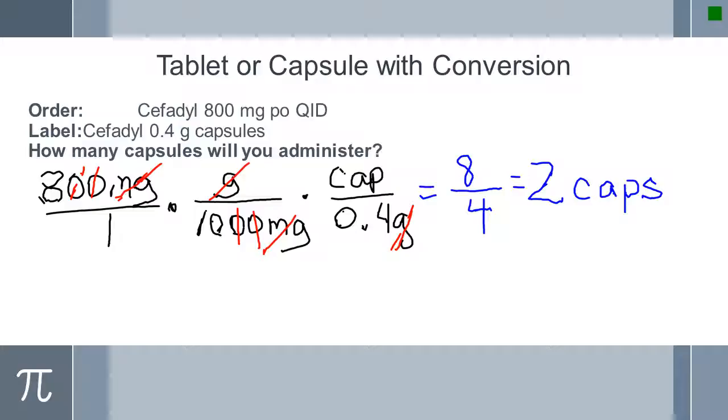So then next we see that it's going to be in grams. So I'm going to add my conversion in here. And here my milligrams is on top, so I want my milligrams on bottom. So I know that 1 gram is 1,000 milligrams.